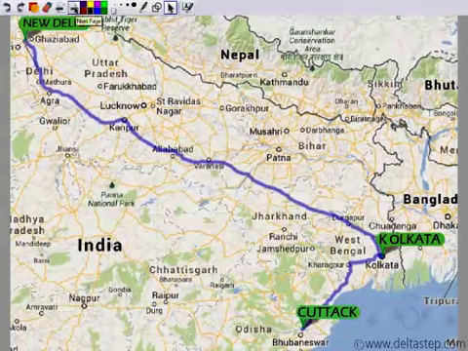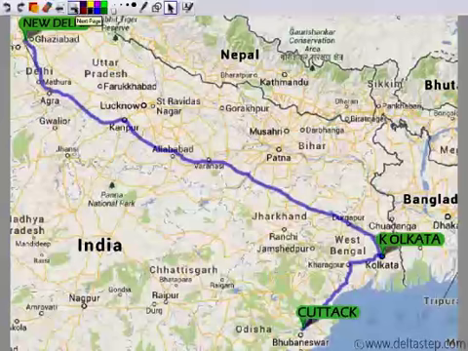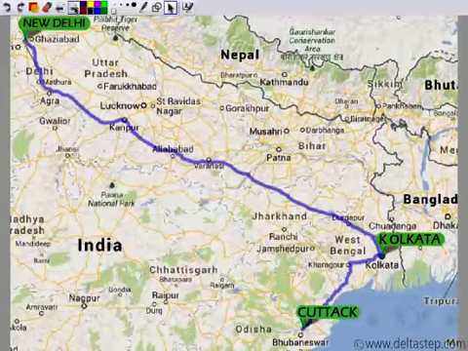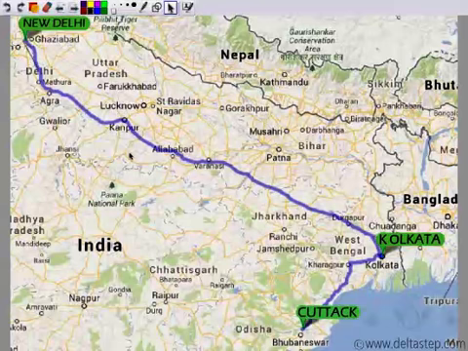You can see that the length of the route which will be taken from Kolkata to Cuttack is small. Whereas, if I want to go from Kolkata to New Delhi, then the length of this route is pretty long. So what I can say is that Cuttack is near Kolkata, or I can say that New Delhi is far from Calcutta.